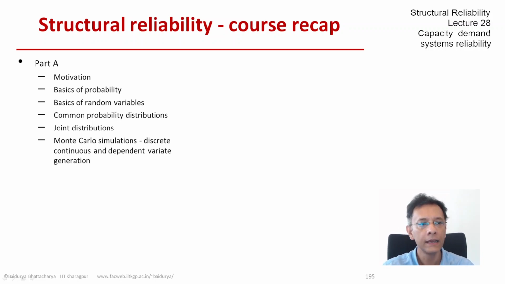So in part A, we introduced the purpose of the course, discussed the basics of probability theory, the basics of random variables, distributions, and spent a good amount of time discussing various continuous and discrete distributions that appear commonly in structural reliability. Then we discussed joint distributions and ended part A with Monte Carlo simulations, particularly how to generate discrete and continuous and dependent variates.